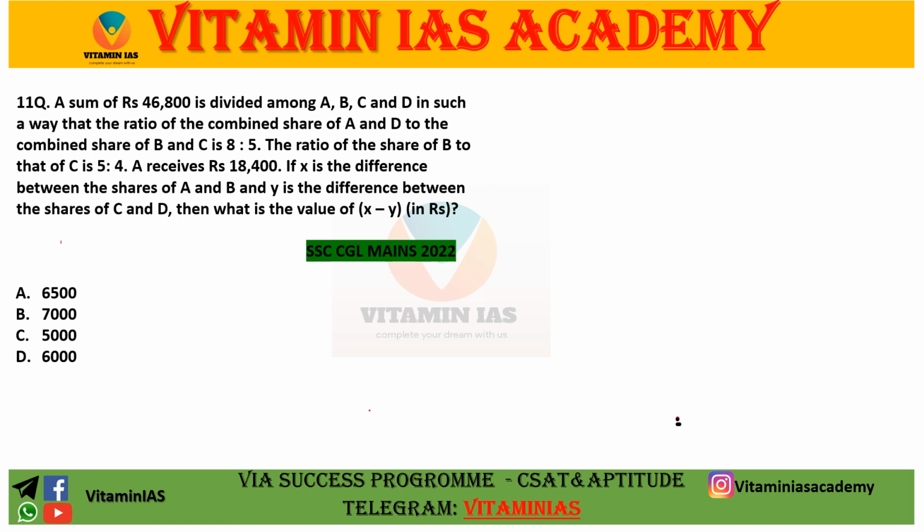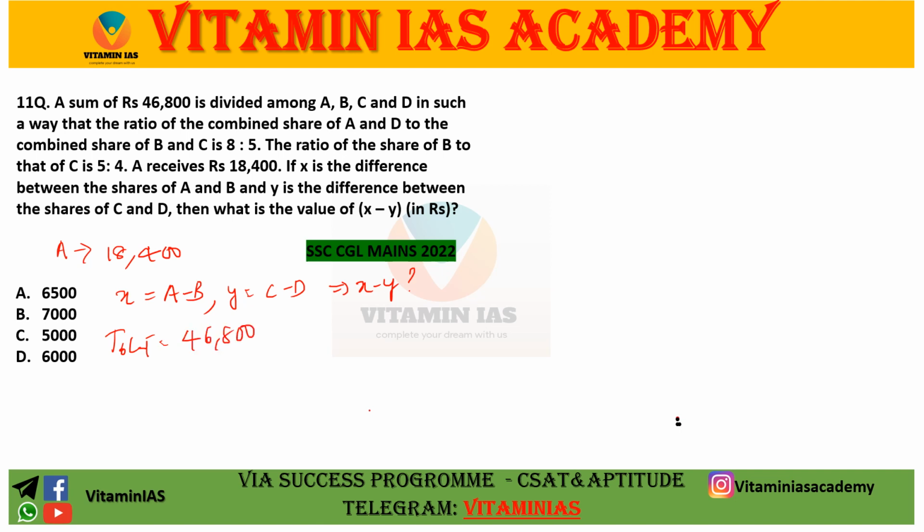And A receives 18,400. A's value he has already given as 18,400. If x is the difference between the share of A and B, so x is equal to A minus B, and y is the difference between the share of C and D, so y is equal to C minus D. Then what is the value of x minus y that he wants? He wants x minus y, and again he gave the total sum.